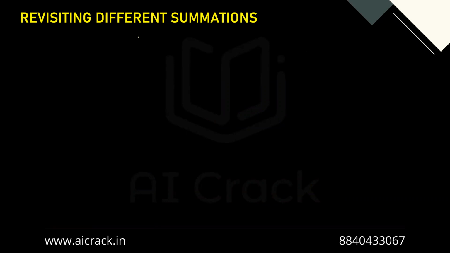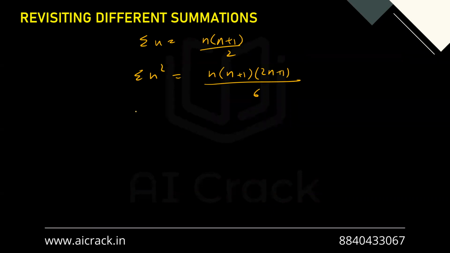Now let's revisit different summations which we studied earlier. So we know that sigma n equals n times n plus 1 by 2. Sigma n square equals n times n plus 1 times 2n plus 1 divided by 6. And sigma n cube equals n times n plus 1 by 2 whole square.